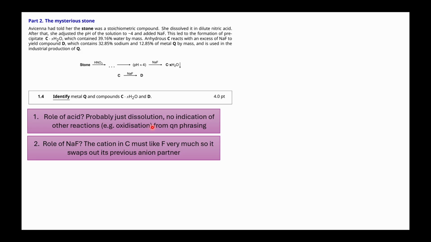And second thing is, what is the role of NaF? I mean, there's not much you can do when you just add a salt to another presumably ionic compound, other than precipitation, like partner swapping. So you can probably say that the cation in C, so that's those precipitate, likes the fluoride so much that it swaps out its previous anion partner, which we don't know what it is yet, but it swaps it out to just hold on to the fluoride and kind of crash out. And so yeah, that's the role of NaF.